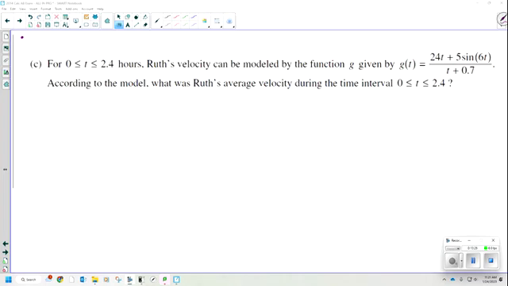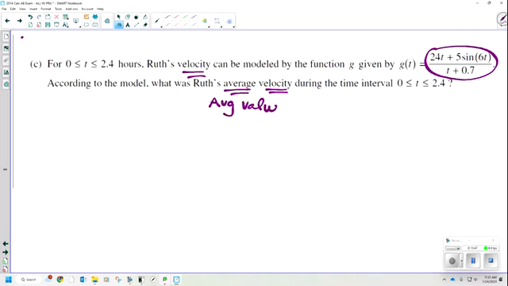Okay, so if this is velocity right here, and they want that average velocity, they're not trying to get us to find a change in rates of velocity or anything like that. They want the average value of the velocity. This is the average value of the velocity, in this case, g of t. Anytime they want the average value, that's an integration.